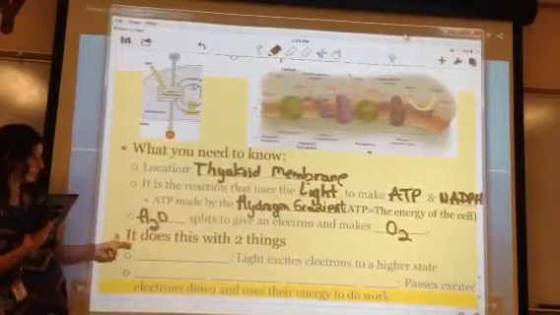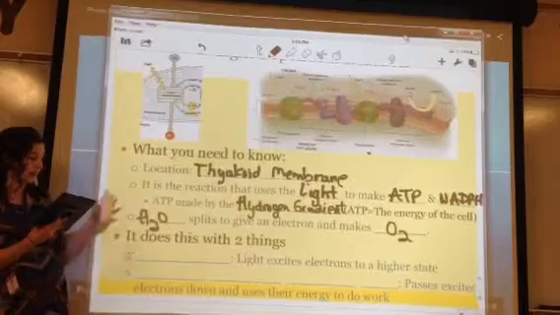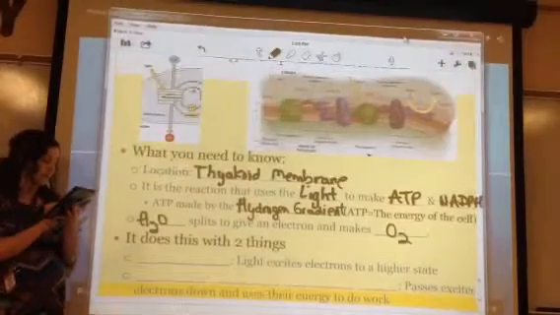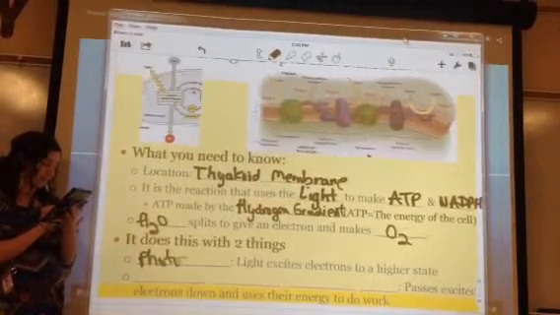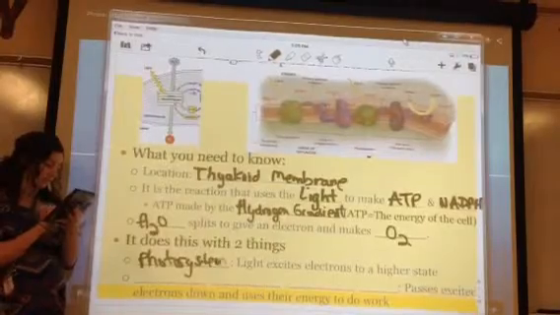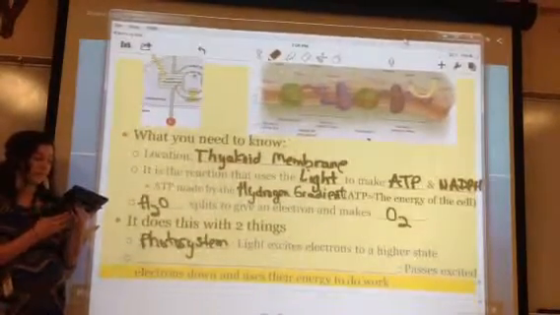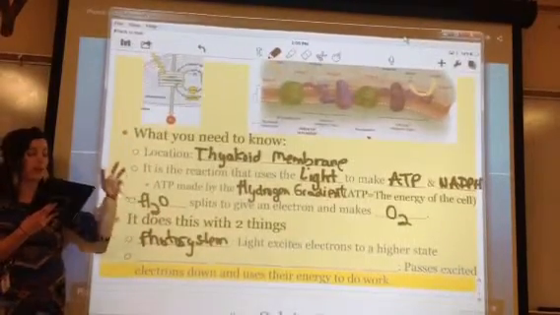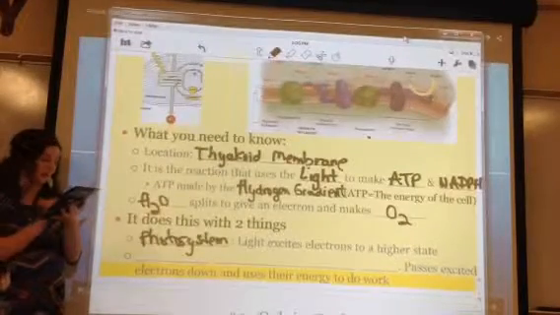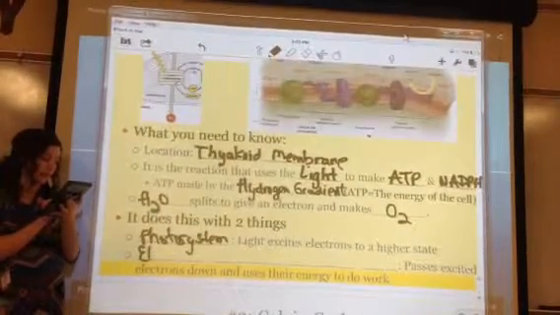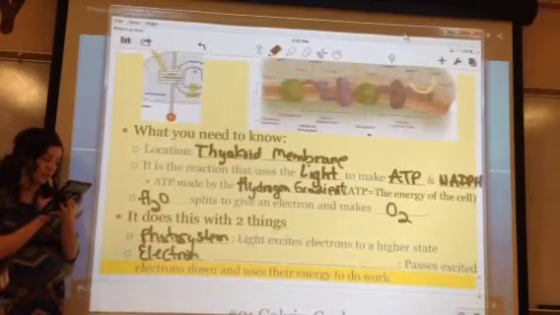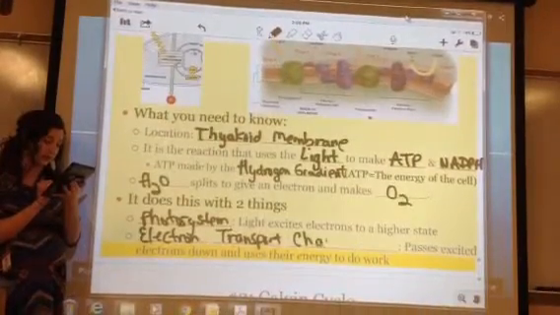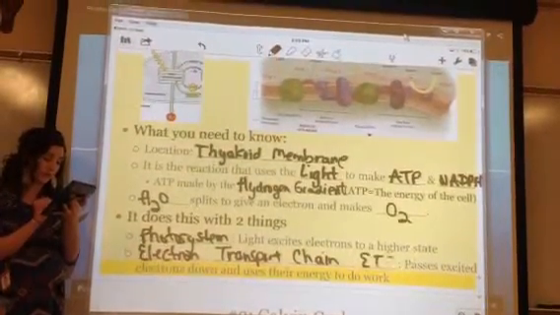It does this with two things. What is the green blobby where the light excites electrons to a higher state? Ding-a-ling-ling, boo! Photosystem. And then the thing that passes excited electrons down, bloop, bloop, bloop, and uses that energy to do work. You got it. ETC, electron transport chain, ETC.